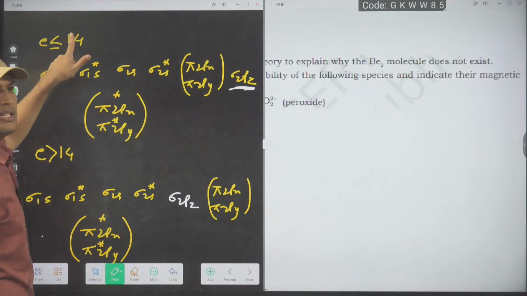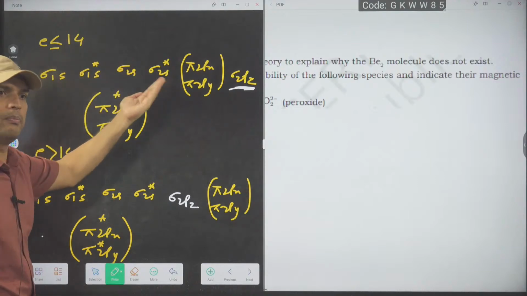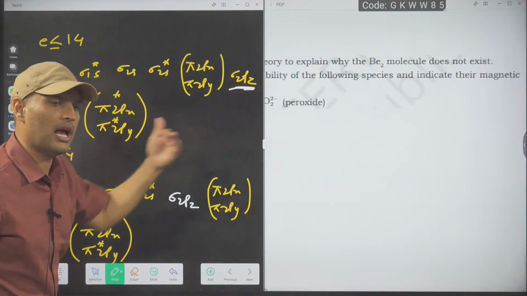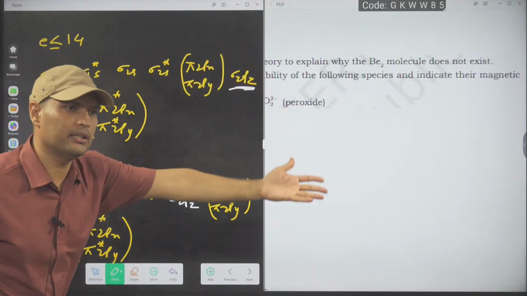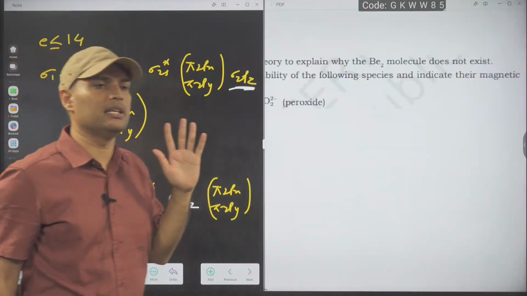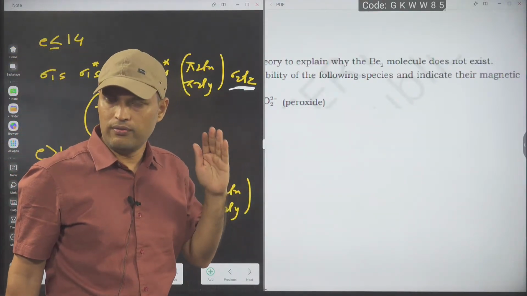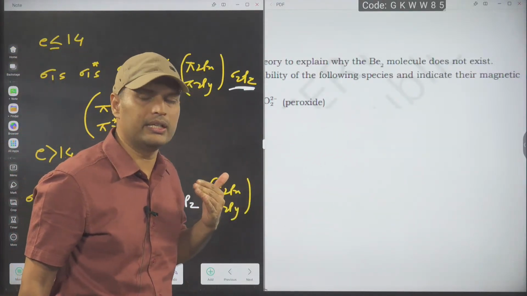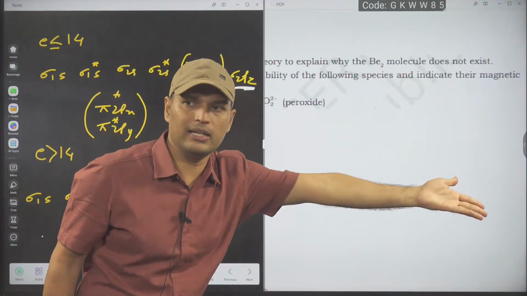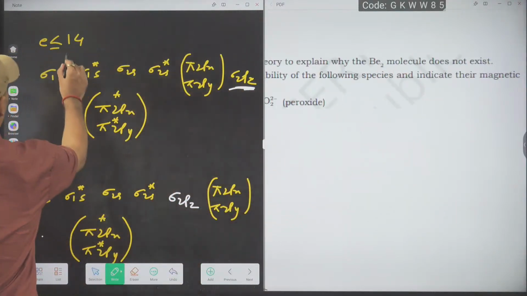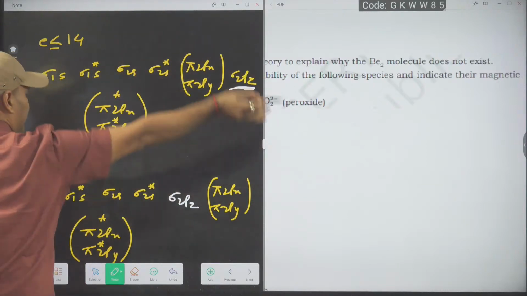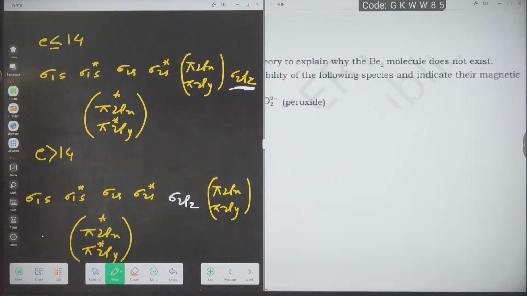So you can simply say like this: for before 14, it is after, and for after 14, it is before. Like this we can remember very easily. Look, till 14, after. For after 14, before. That's it.